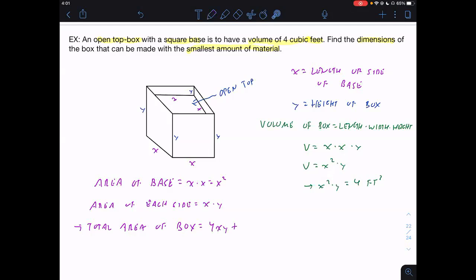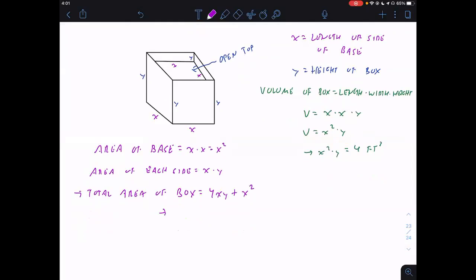But also got to include the base, the square base, which is being represented by x squared. So the total area of the box will be 4xy plus x squared. Okay, let me call that just simply A for total area. The total area of the box can be defined as 4 times xy, our 4 sides, plus the squared base.